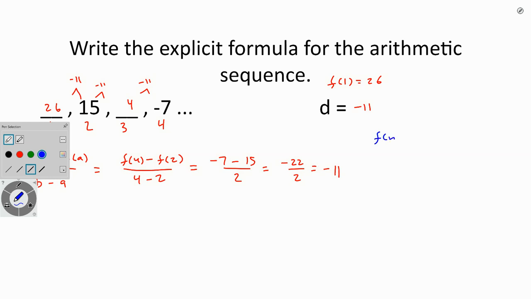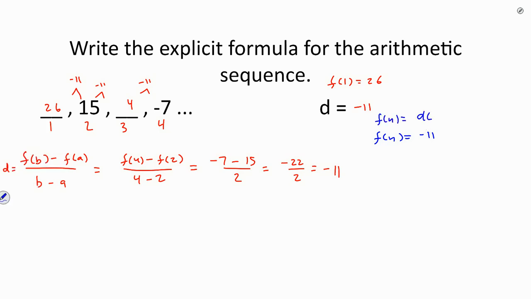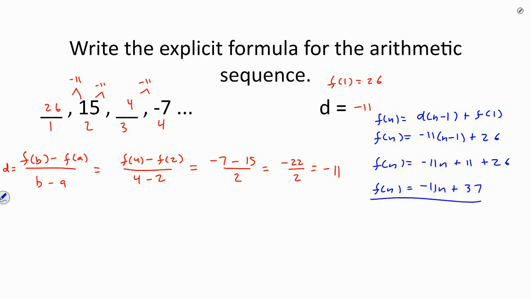So let's do that. So f of n equals -11. Well, let's write it out again just to make sure we know it. F of n equals d times n minus 1 plus f of 1. Let's write it out just to get practice. So -11 times n minus 1 plus my first term, 26. So I get f of n equals -11n plus 11 plus 26, and combine those, get -11n plus 37. And there's my explicit formula. Now you can plug in numbers, make sure it works. You can do that, but let's look at my quote-unquote term 0 again. So if I were to backtrack to this elusive term 0, again, technically it doesn't exist in sequences, but subtracting 11, what minus 11 is 26? It's 37, which is the same in my formula.